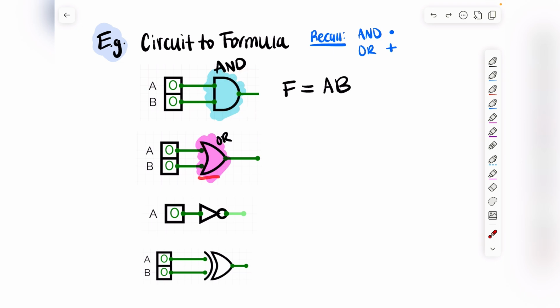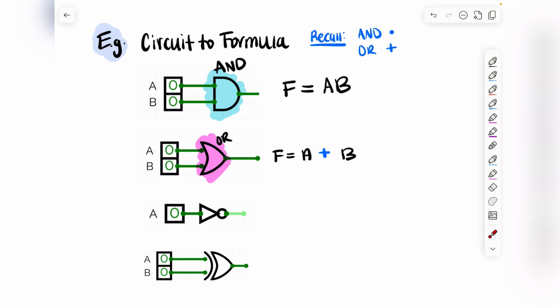Now, this OR gate has two inputs. It has A or B. And so the output, we can represent it using a formula, is A or B. But again, with formulas, we want to use operators, not words. And in this class, we represent OR with addition. So we can replace the OR with a plus sign.